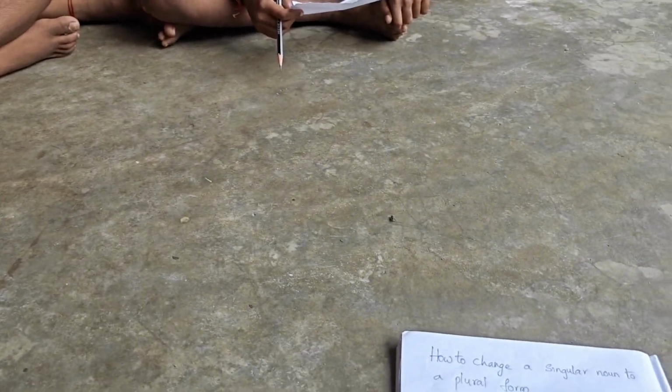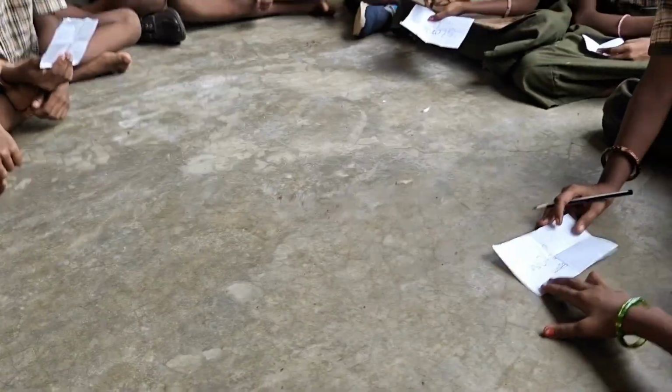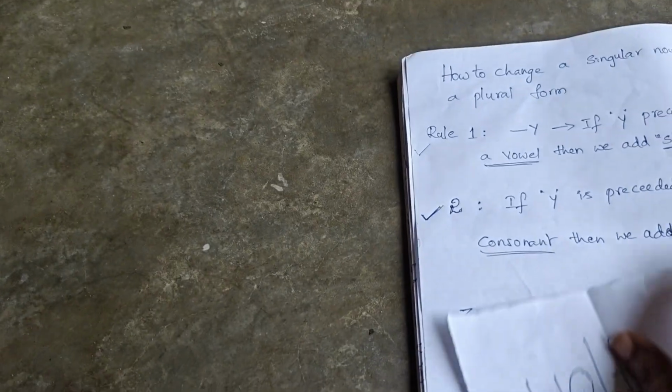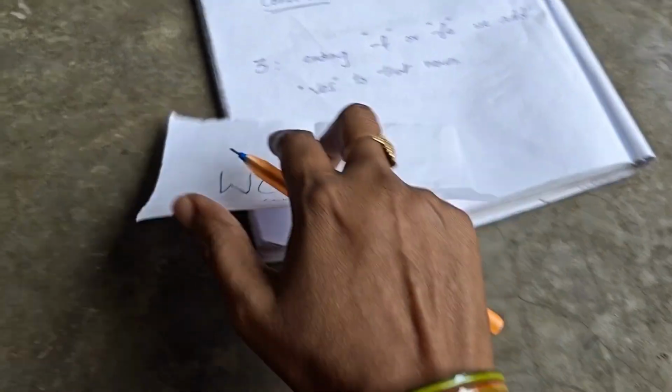Garishka, your answer is also correct. Premalata, your answer is also correct. Next. Wolf. Savarna, see, observe. W-O-L-F, wolf. This is the third rule.